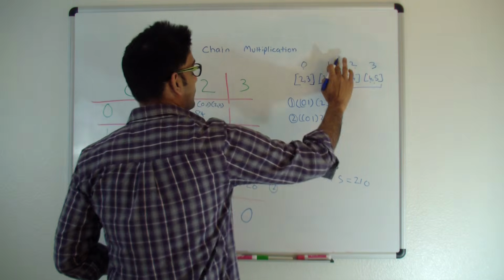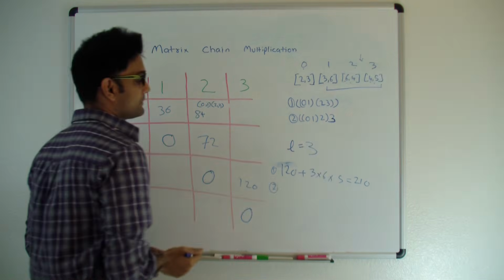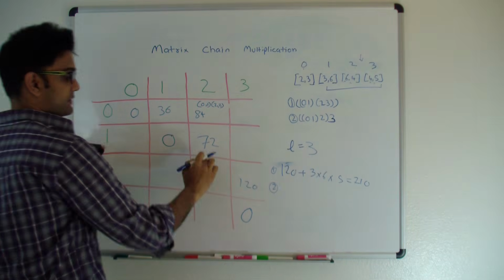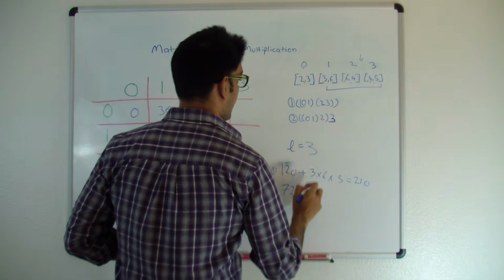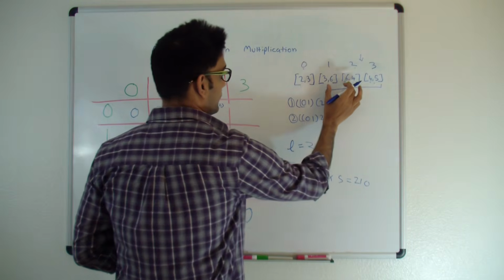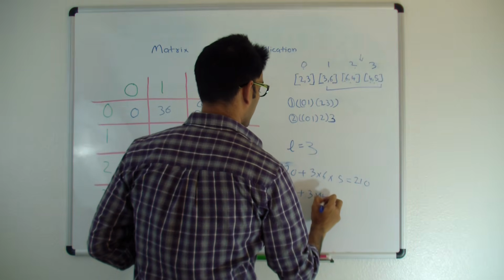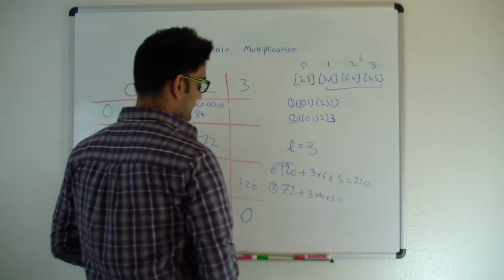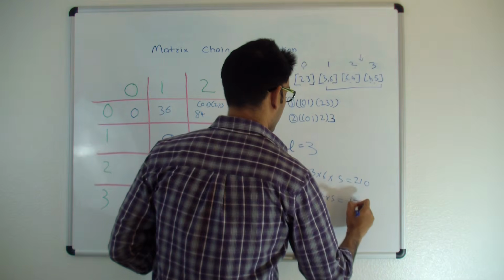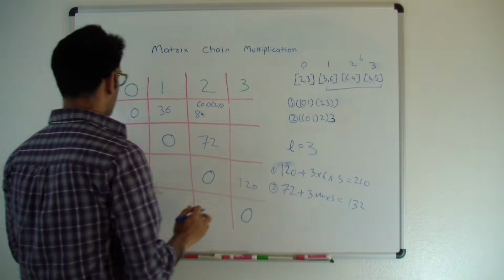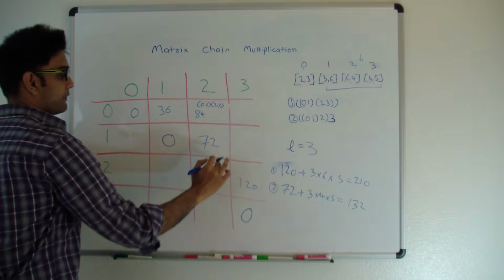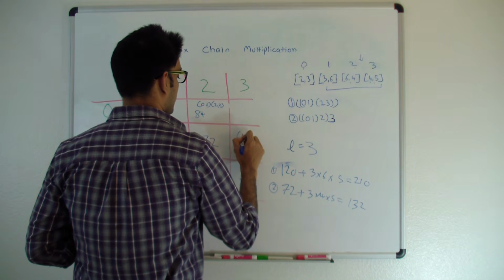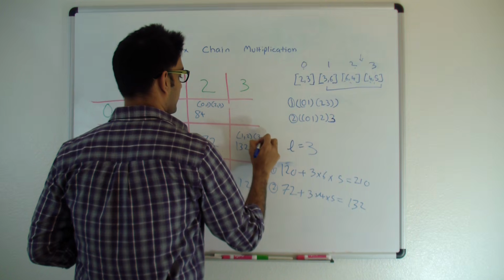Second is, let's try to multiply 1, 2 first. The cost of multiplying 1 and 2 is 72, plus the result of this, so that's 3 into 4 into 5. This is 12 into 5 is 60. 60 plus 72 is 132. So this is way less than this. So 1 to 3 will be 132. And we'll also indicate that we multiplied 1 and 2 first with the result of 3, 3.